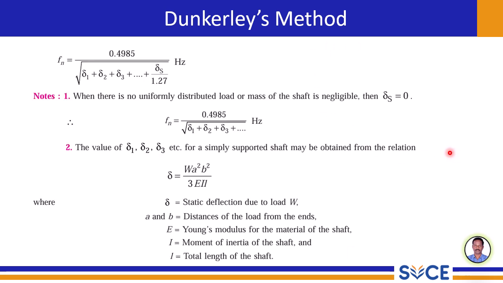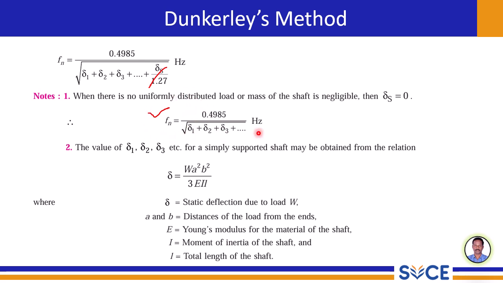Before solving a problem, let me have some conclusions. The first conclusion is, as per Dunkerley's method, if there is no uniformly distributed load, that is, if the mass of the shaft is negligible, then del s equals 0. I already told you that this term will be removed. So Dunkerley's formula is simplified.